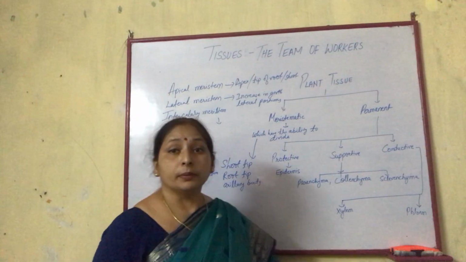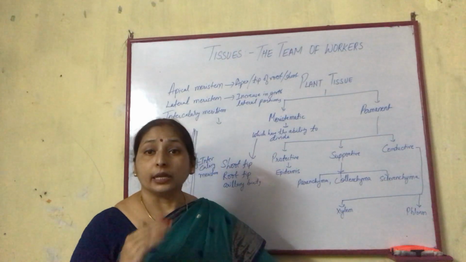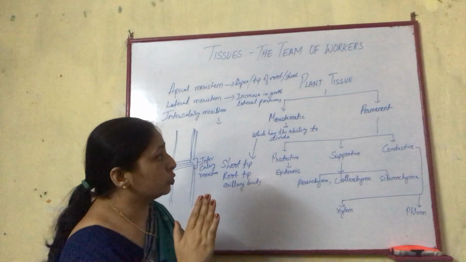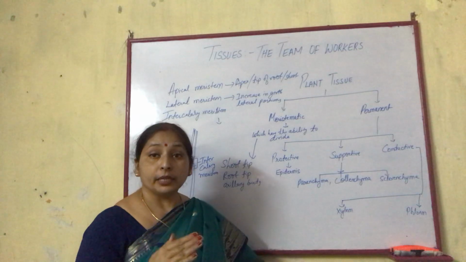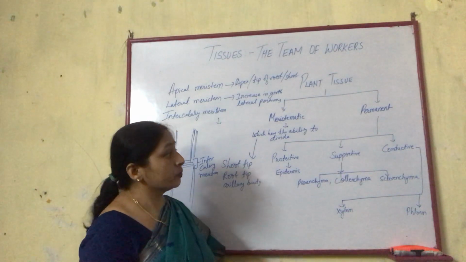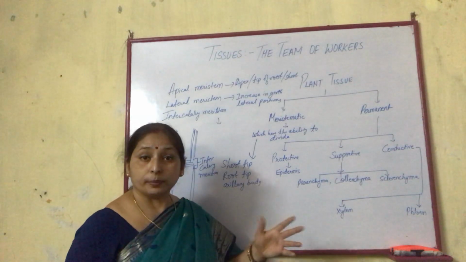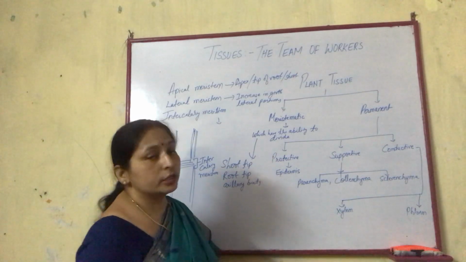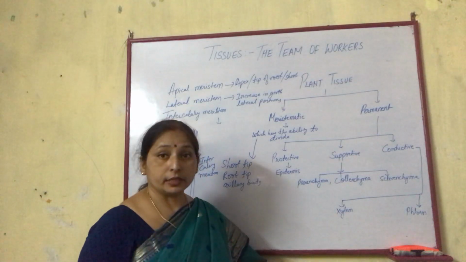Then next is permanent tissue. Permanent tissue is formed when a meristematic tissue stops dividing; after that it forms permanent tissue. Permanent tissue means it has a specific function to do. When they perform a specific function in a plant, then they are considered permanent. Permanent tissue is of three types: protective tissue, supportive tissue, and conductive tissue.